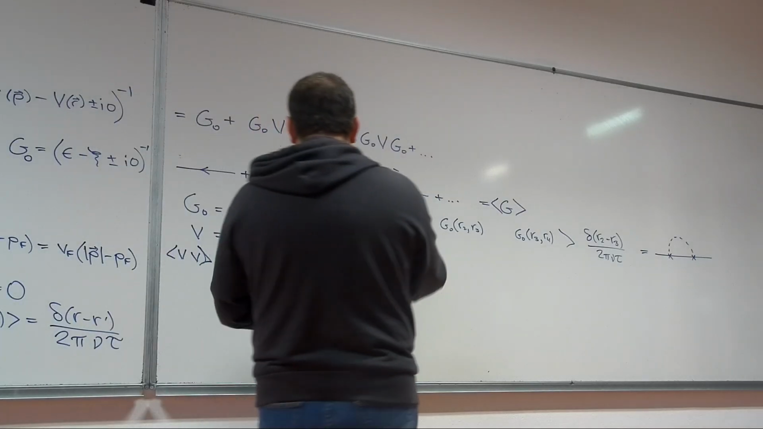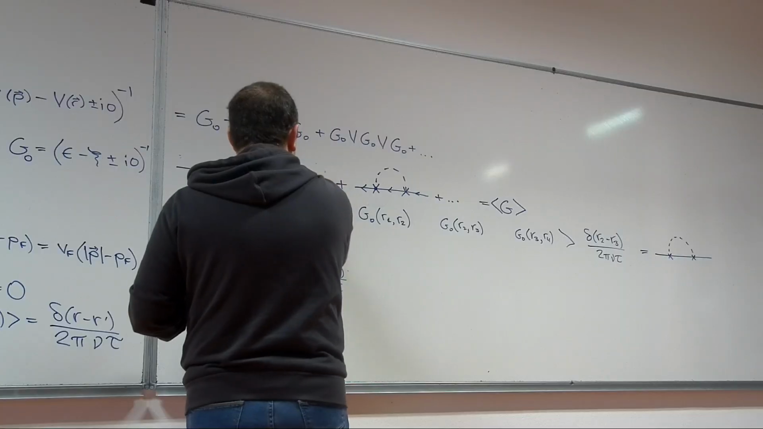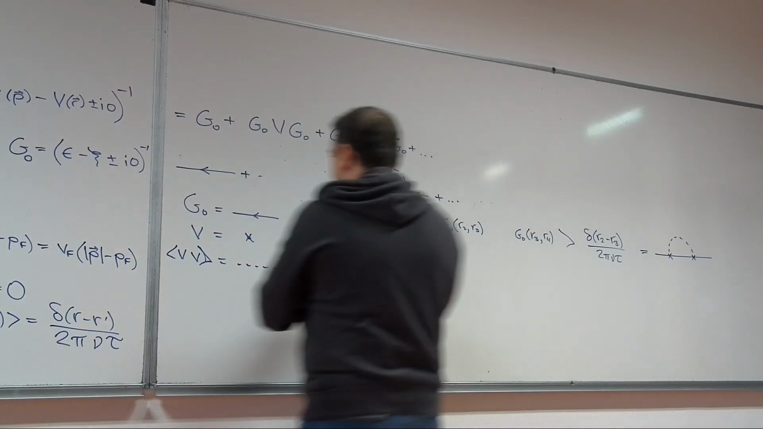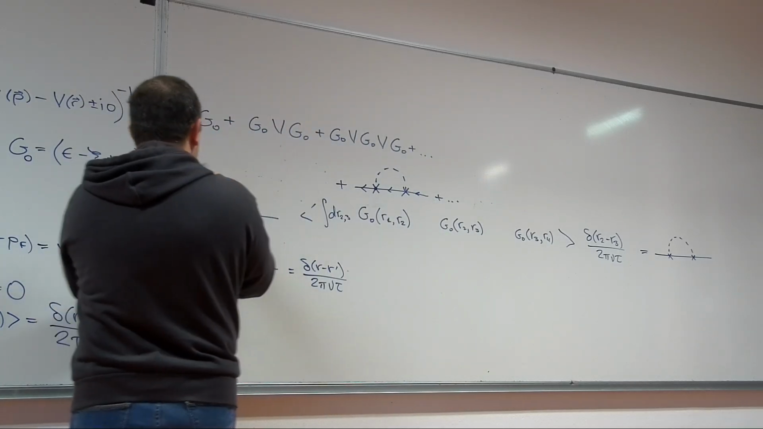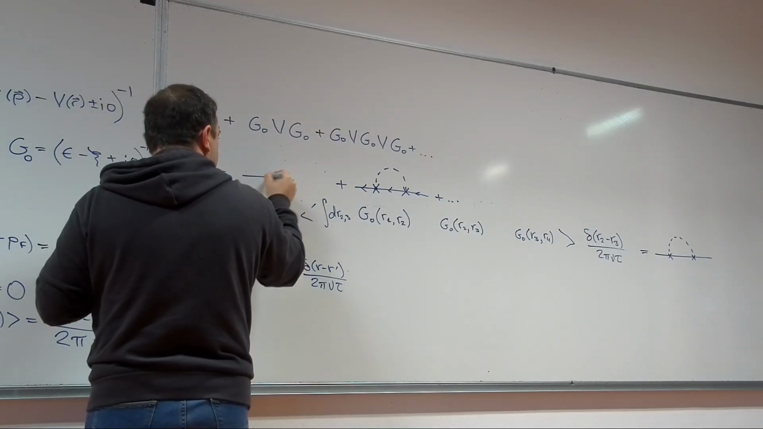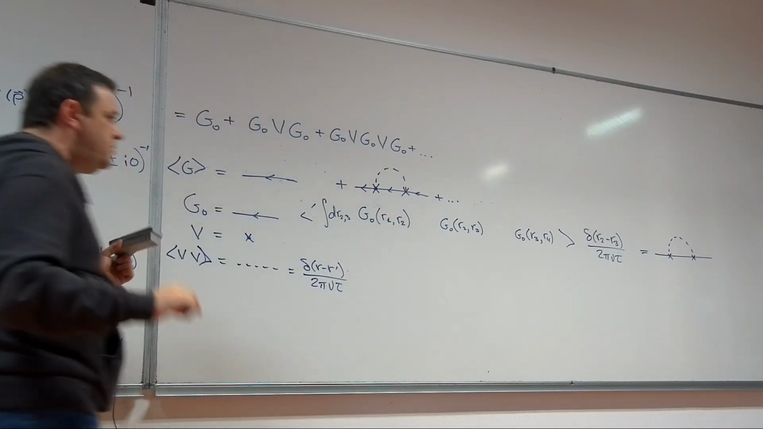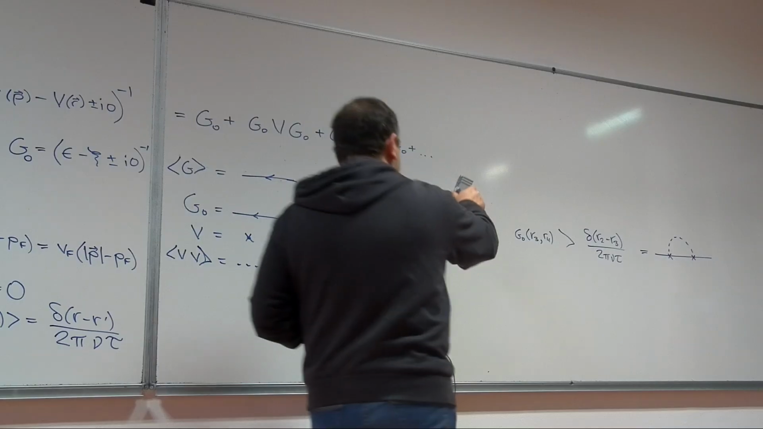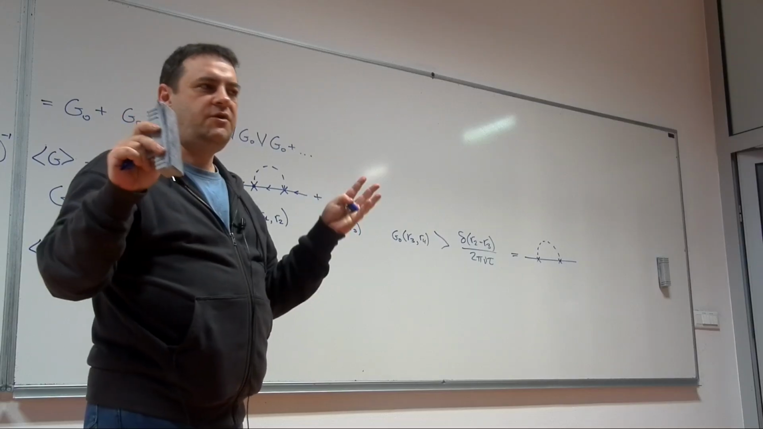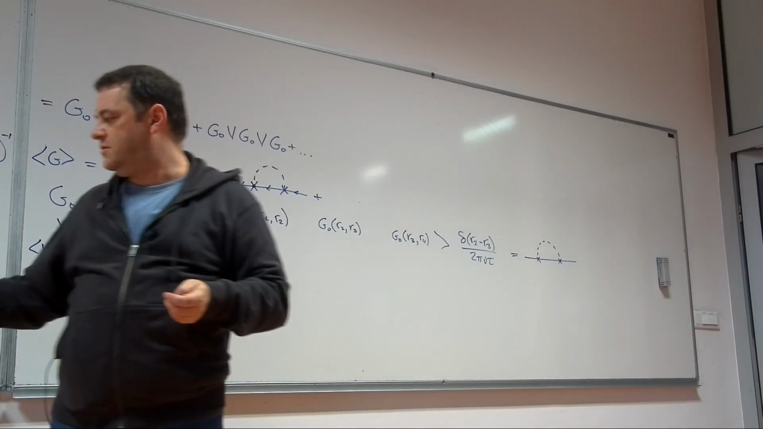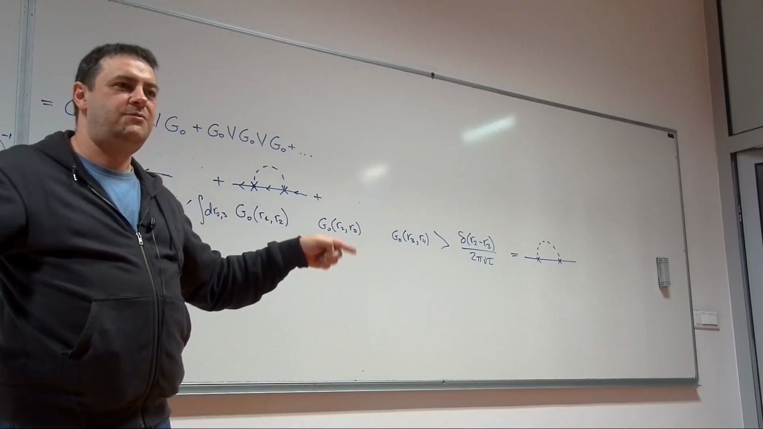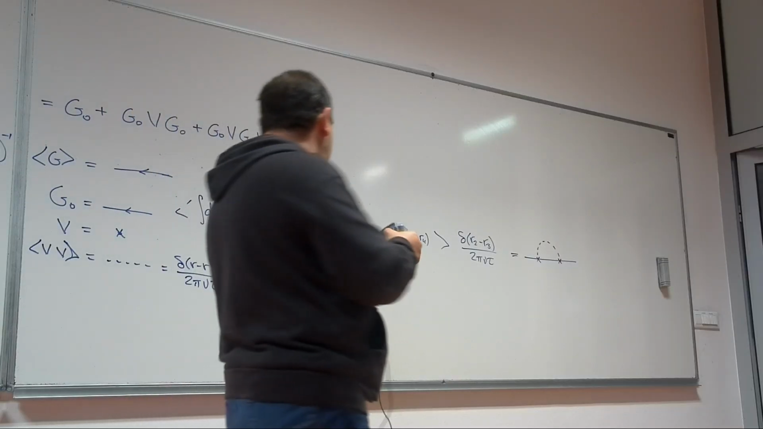Let me do the following. I erase this term because it's 0. I will put this average G here. Average G equals the clean green function, and this is the next term, and I will continue this series. What if I have 3 crosses? If I have 3 crosses, on average it's again 0 because it's an odd number, and any odd power of the Gaussian distribution averages to 0.